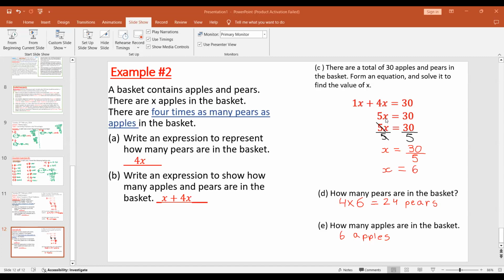For D, it says how many pears are in the basket. Well, we know that X represents apples, and pears are 4 times more than apples. So because that's 4 times more, all we gotta do is multiply 4 times X, and that gives us 24. That's how we get 24 pears. And E says how many apples are in the basket. Well, we know that X is apples and X is equal to 6. So that's how we get 6 apples.